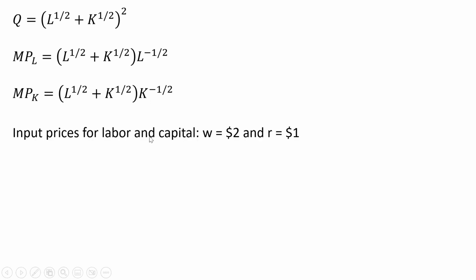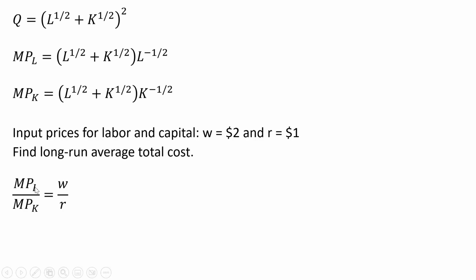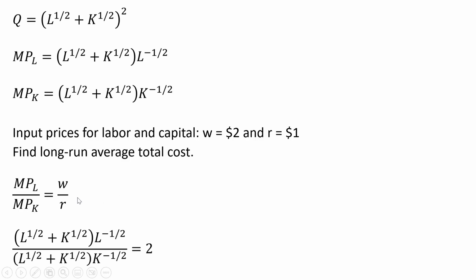The input prices for labor and capital are given as follows. The price of labor is $2 and the price of capital is $1. And we want to find the long-run average total cost. Setting up our cost minimizing condition, where the marginal rate of technical substitution equals a ratio of the input prices, and now making our substitutions.